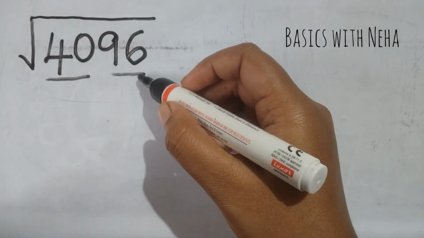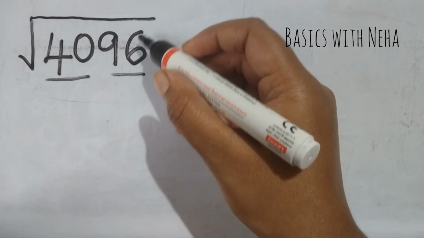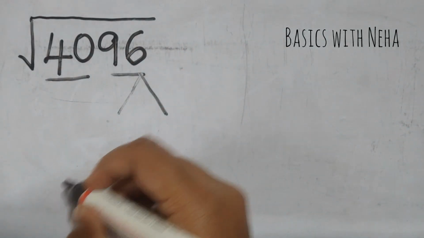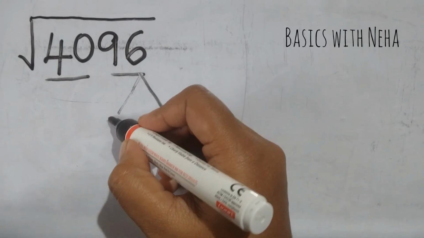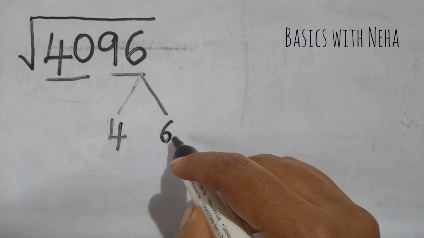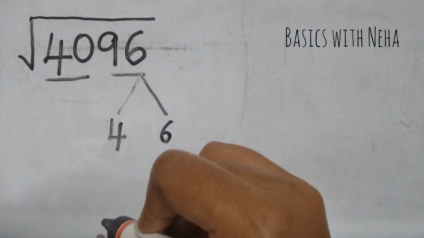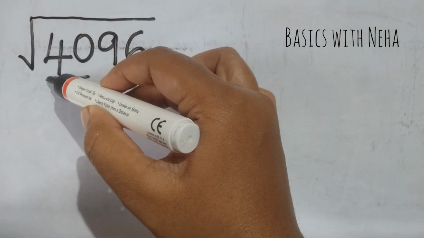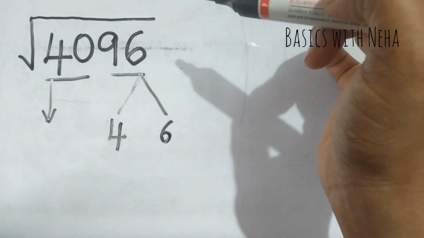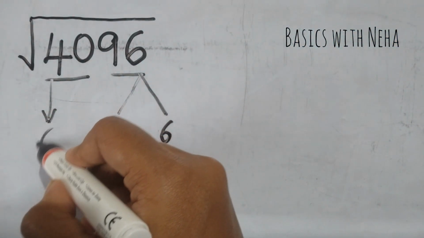I have to find numbers which, when squared, have their end digit as 6. That will be 4 4s are 16, 6 6s are 36. So these are the two numbers which will have 6 in the end when they are squared. And we have to find for 40. For 40, we have to find the number whose square is 40 or less than 40. So it will be 6 6s are 36.